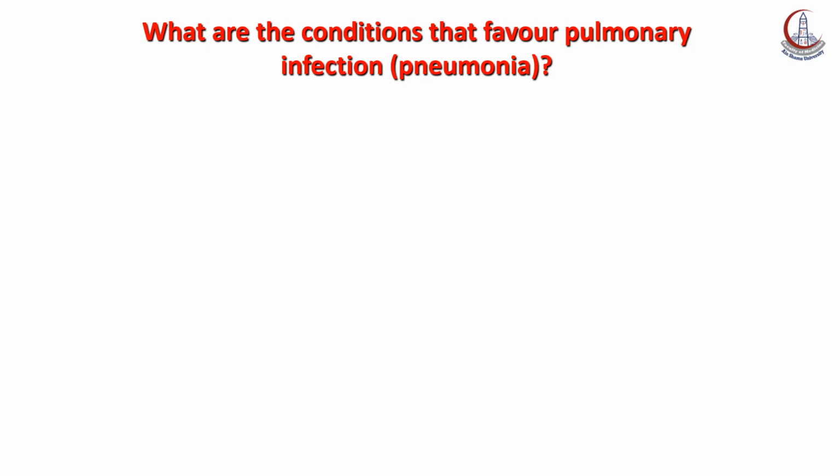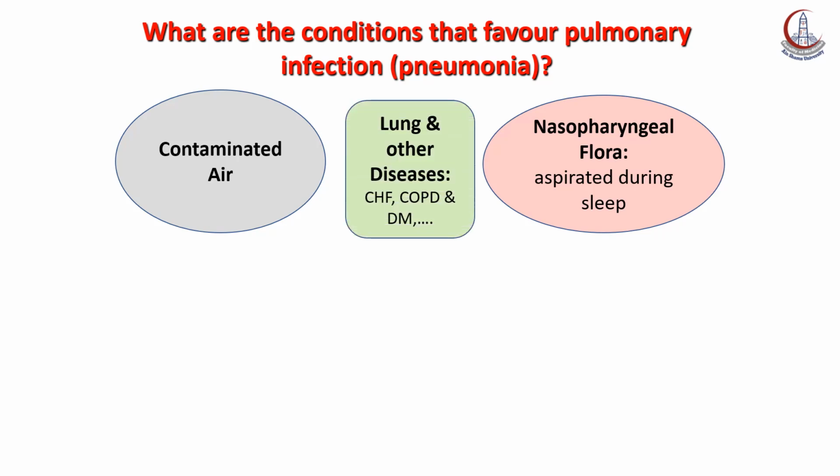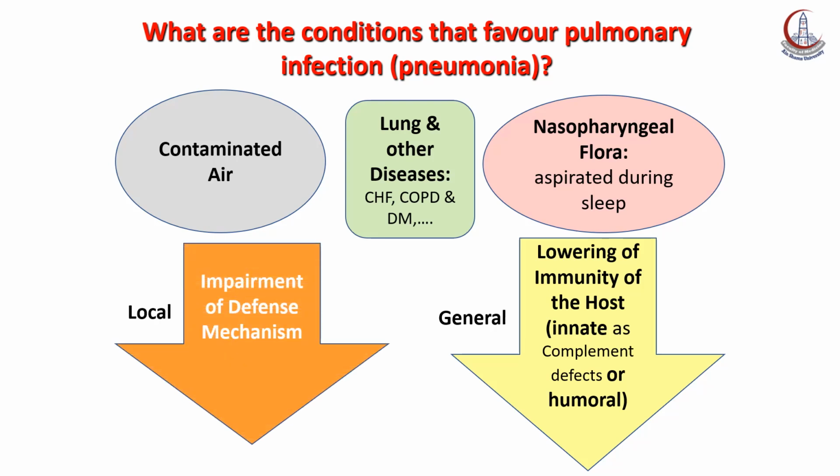What are the conditions that favor pulmonary infection causing pneumonia? Exposure to contaminated air or aspiration of nasopharyngeal flora during sleep. Other lung diseases and diseases causing decreased patient immune response, like congestive heart failure, COPD, and diabetes mellitus, all these diseases decrease the immunity. Lowering of the immunity of the host as a general cause, like decrease in innate immune response as in complement defects, or humoral immune response defect.